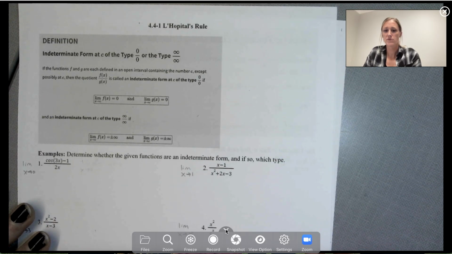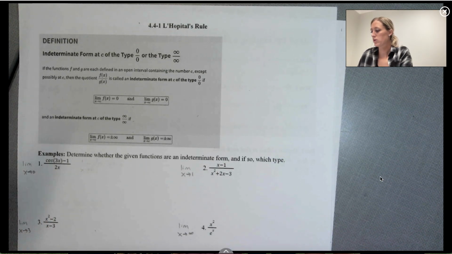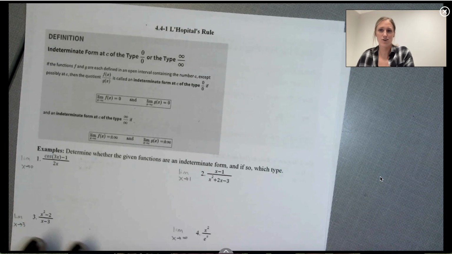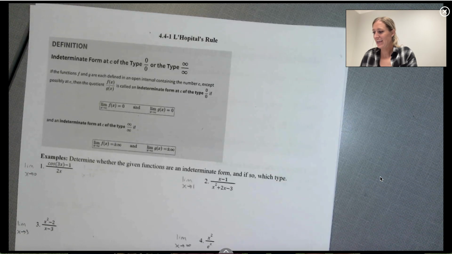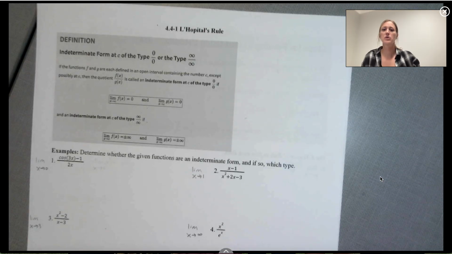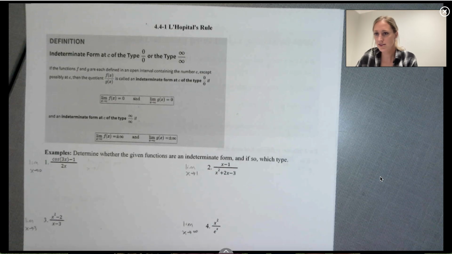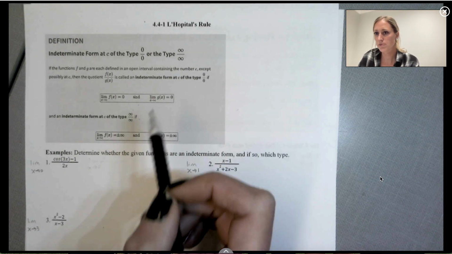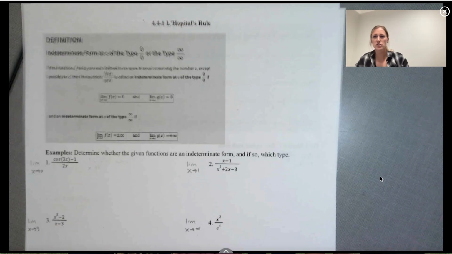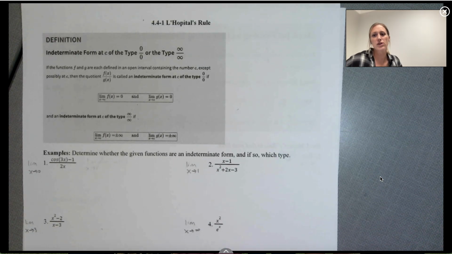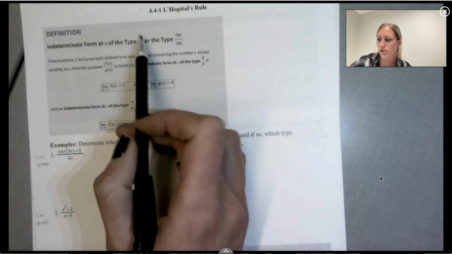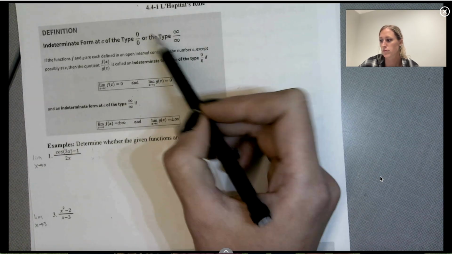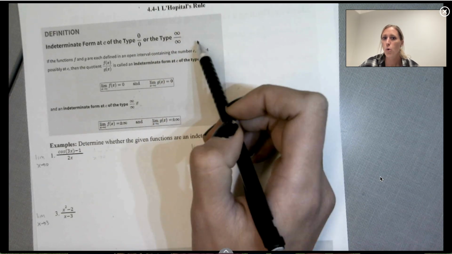Hi guys, this is the video for 441, and we're going to learn about a theorem called L'Hopital's rule. Yes, that is how it is said, L'Hopital. Basically this is a way we can find limits if a limit produces an indeterminate form. We did this back in chapter 1, but we had some other strategies for finding the limit. This time we're going to use derivatives to help us find the limit of functions that have indeterminate forms. Indeterminate forms will happen when I get 0 over 0 or infinity over infinity.